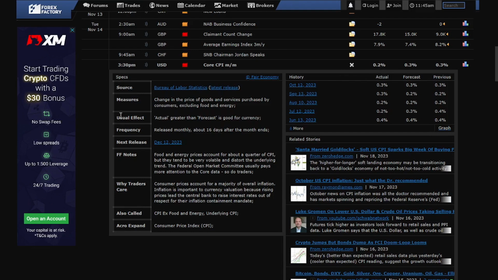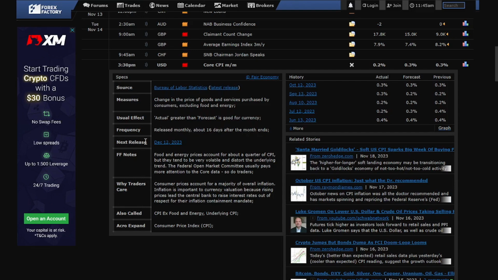That is what it says here at the usual effect: actual greater than forecast is good for currency. What came out, the actual, is lower than what they forecast, meaning that it's bad for the currency, which in this case is the US dollar. I'm talking about core CPI now. CPI is released monthly, about 16 days after the month ends.